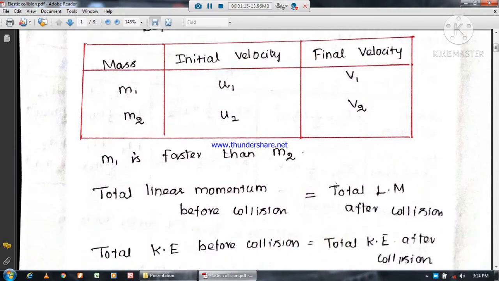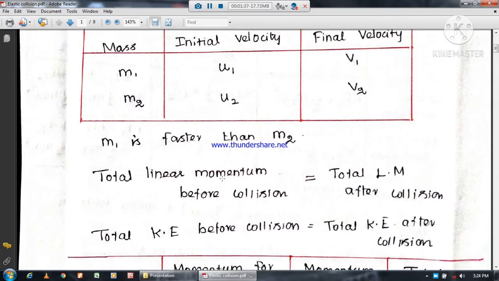So in order to have collision, we assume that m1 moves faster than m2. Suppose if m2 is faster or both are at the same speed, the collision does not occur. So we assume m1 is faster than m2.